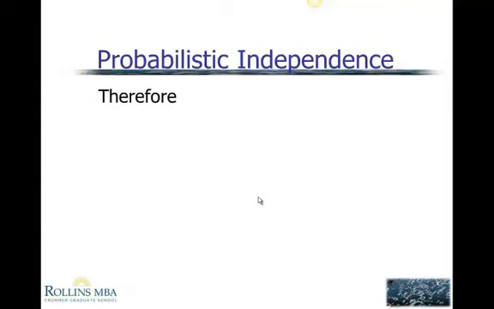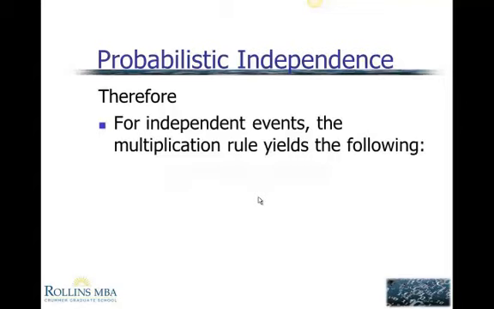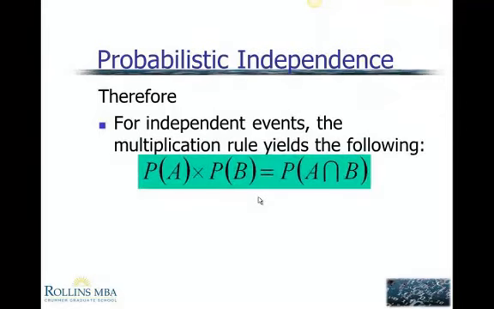So I want to close with this idea of probabilistic independence. Remember, we said if two events A and B are probabilistically independent, then the probability of A given B is exactly equal to the probability of A. And if we go back to our multiplication rule from a few slides back, that first term, the probability of A given B multiplied by the probability of B, is equal to the probability of the intersection of A and B. If the events are independent, that first term reduces to just the probability of A. Then we get this reduced multiplication rule: the probability of A multiplied by the probability of B is equal to the probability of the intersection of A and B.